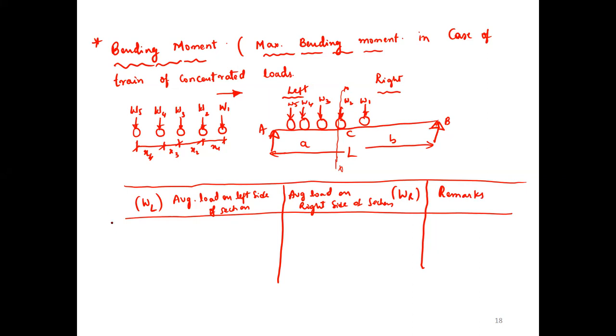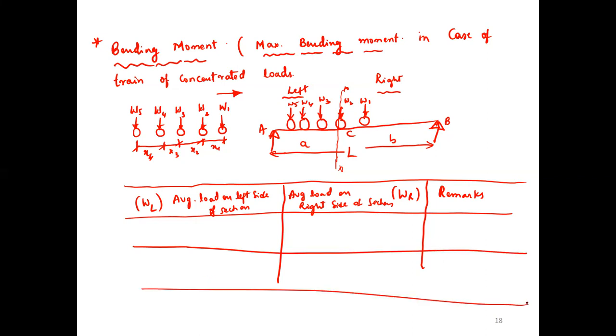Remarks. Okay, so I will write two trials. Trial one: what is the average load on the left side in this diagram? That includes W2 plus W3 plus W4 plus W5 divided by the length, that is A. Similarly here, W1 divided by B. Generally, if I give values like 10, 20, 30, 40, 50, the left side average will be more.